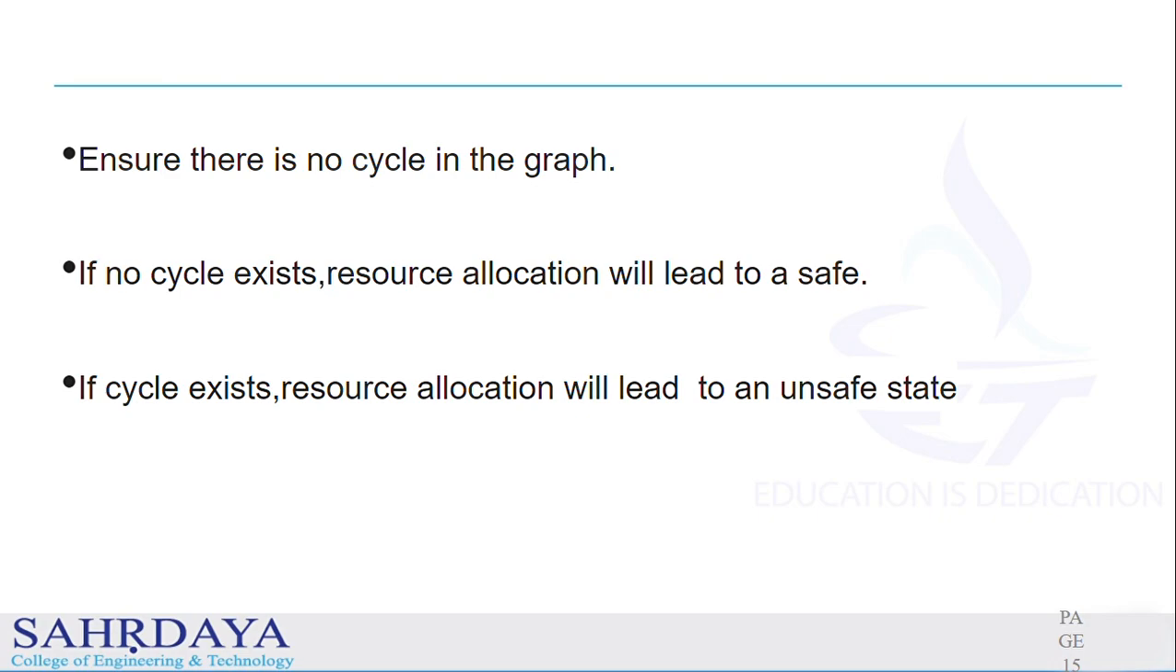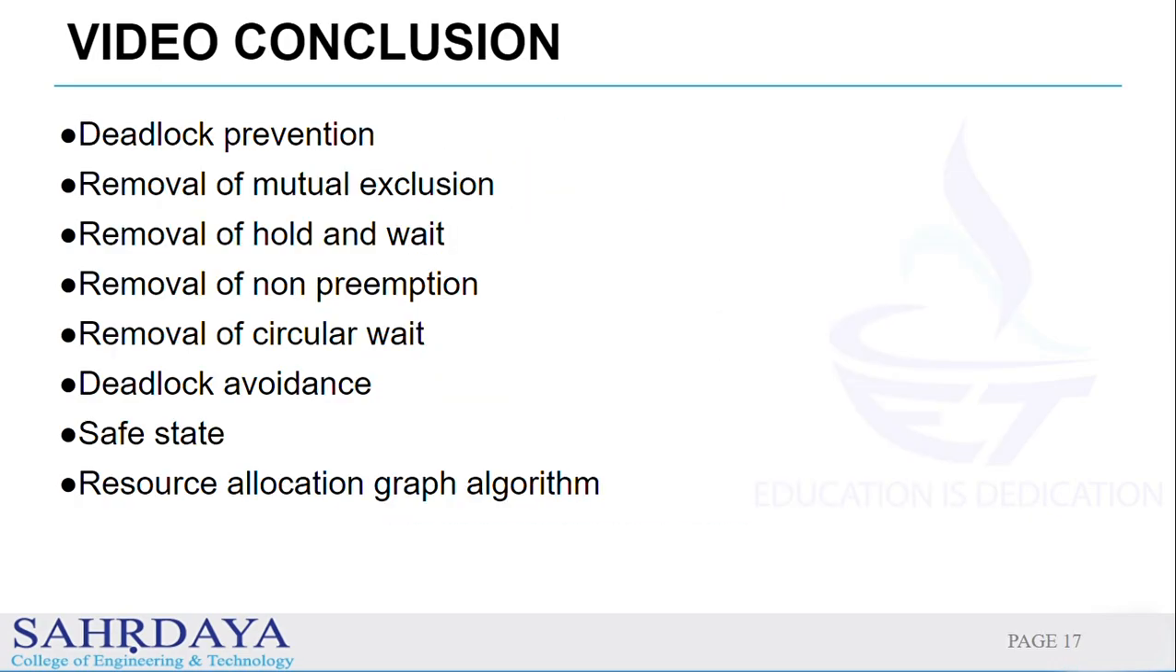Well, next video conclusion, deadlock prevention. In this video we discussed deadlock prevention, removal of mutual exclusion, removal of hold and wait, removal of no preemption, removal of circular wait, deadlock avoidance, safe state and unsafe state, and the resource allocation graph algorithm.